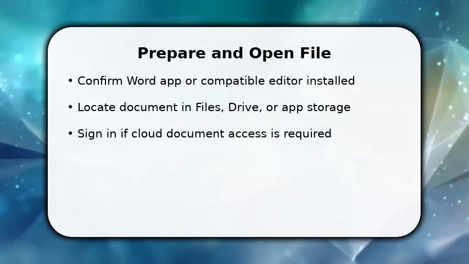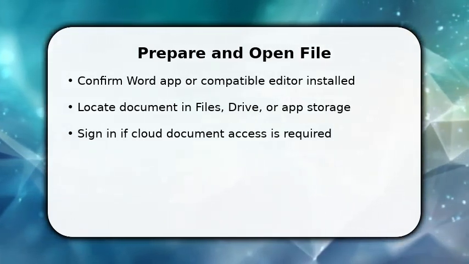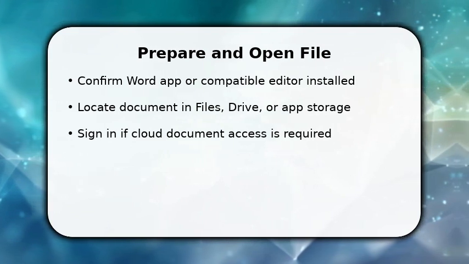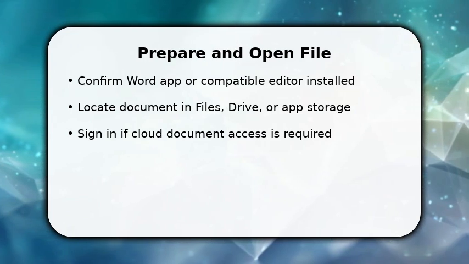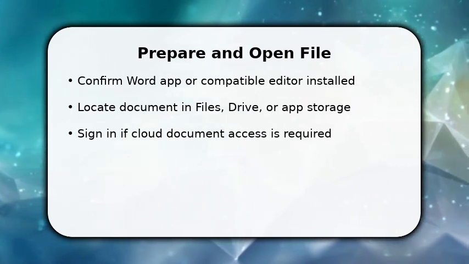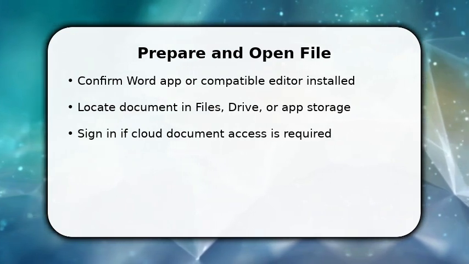You'll start by opening the Word document in the mobile Word app or a compatible editor. Tap the file from Files or your cloud drive. This gives the app access to fonts, layout, and images so conversion preserves formatting. If prompted, sign in to the same account holding the file to avoid download issues.